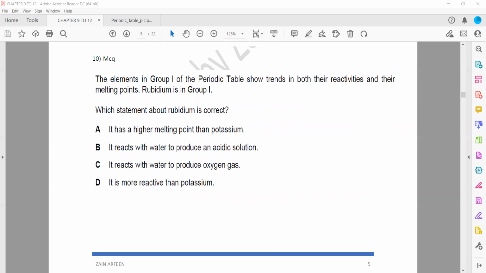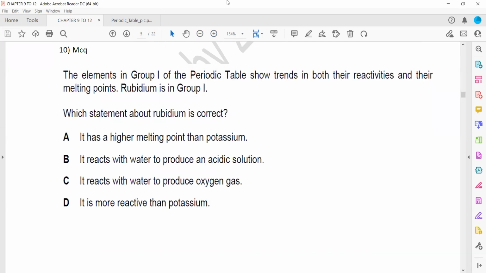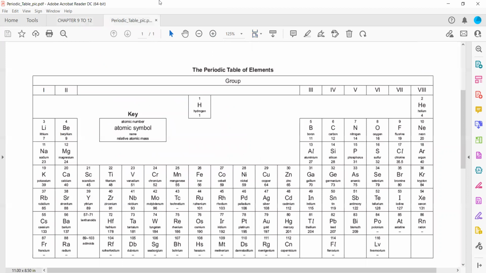The next question. The elements in group 1 of the periodic table show a trend in both reactivity and melting point. Rubidium is in group 1. So when we check the group 1 elements, these include lithium, sodium, potassium, rubidium, cesium, and francium. These are the elements.